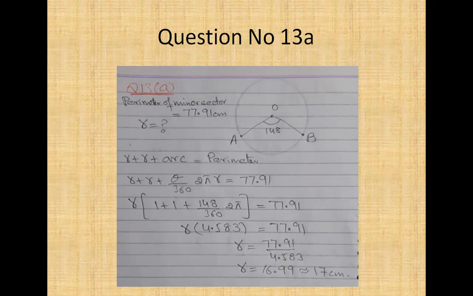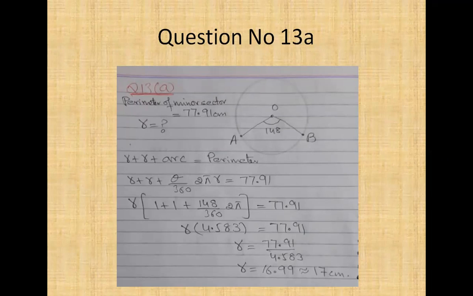The radius is the question. We know the perimeter is radius plus arc. So the radius plus theta by 360 times 2 pi r equals 77.91. So I can take the radius common. So you will have r bracket start 1 plus 148 divided by 360 multiply 2 pi. The numbers inside the bracket will have a value of 4.583. So r multiply 4.583 equals 77.91.